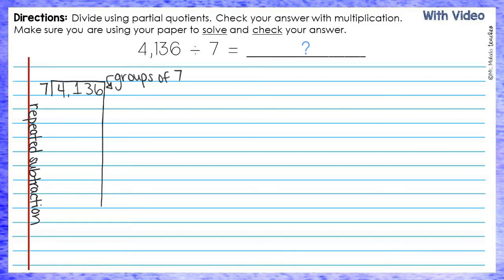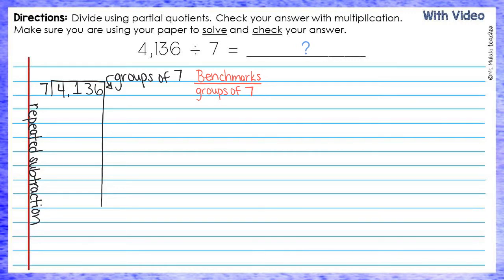The goal of using partial quotients as our division strategy is to really be able to think about how many groups of 7 are there in 4,136. So we think about multiples of 7 and we take away groups of multiples of 7. In order to easily think about multiples of 7, we use a strategy called benchmarks. Benchmarks help us think about how many groups of 7 there is in our dividend.